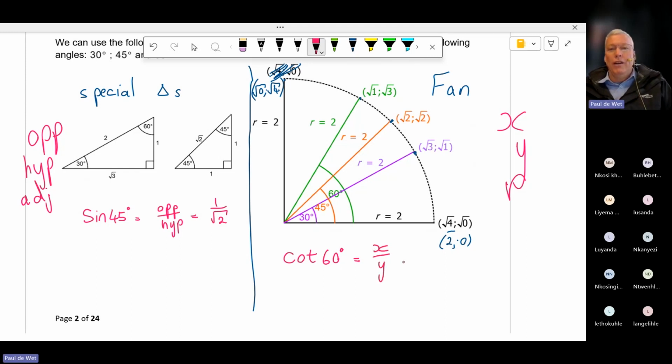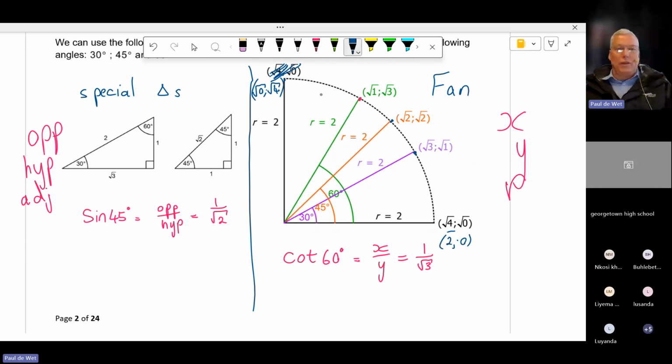Keep the microphone and tell me what cot of 60 degrees will be. Now 60 is this biggest angle where I've got my green line. What will cot of 60 be? What's the x value and what's the y value? It will be 1 over the square root of 3. Okay, x over y.